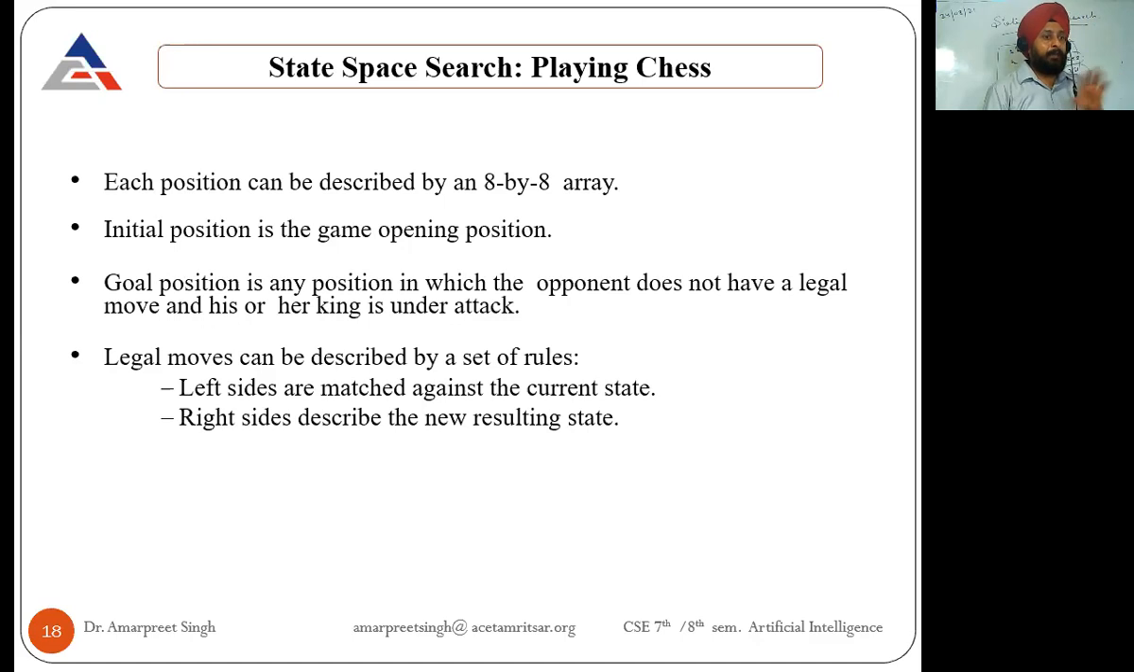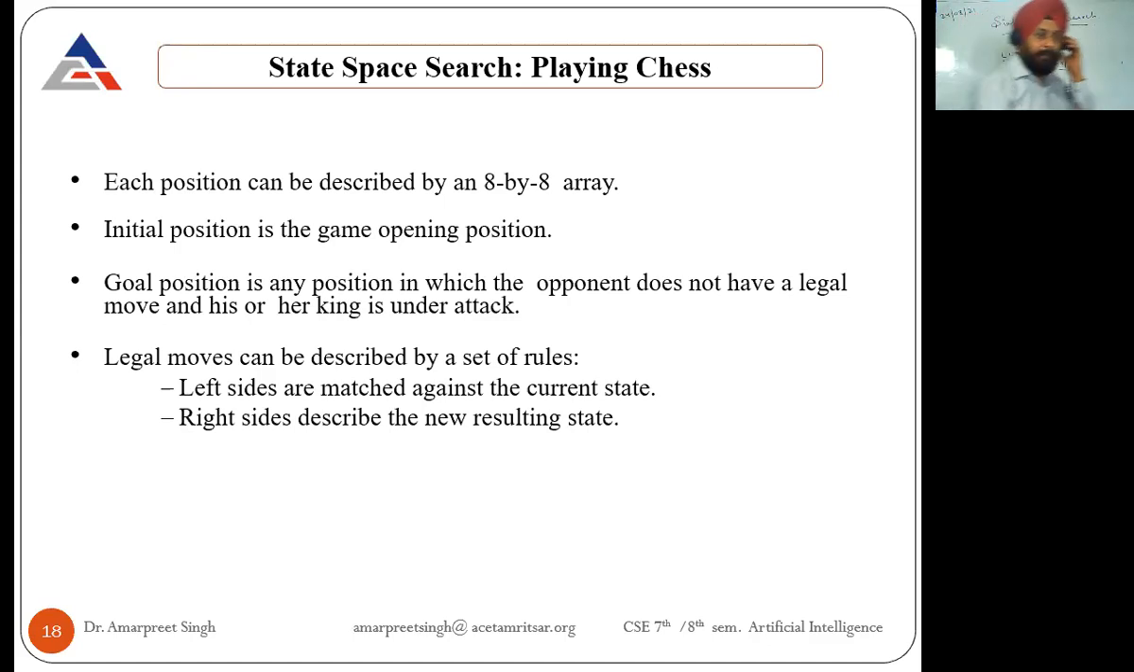So legal moves can be described by a set of rules. So what are the rules? We have two sides of the rules. If there is rule 1, then it has a left hand side and a right hand side. The left hand side are the conditions. If the condition is satisfied, then we take the action and this will become the output. After taking it, what will the new condition be? So a rule has a left hand side and a right hand side.